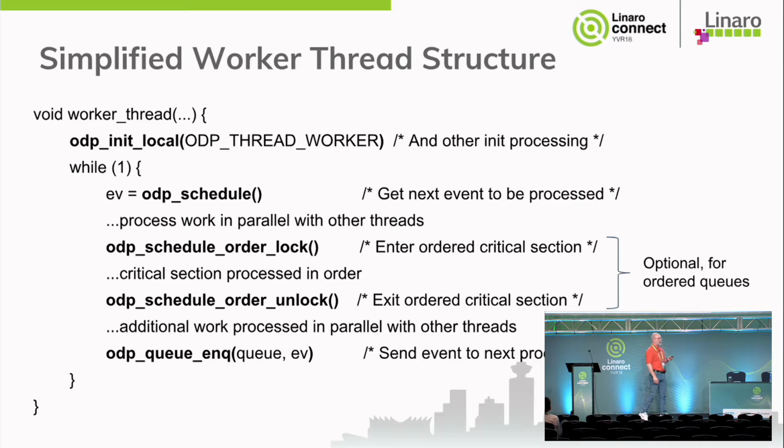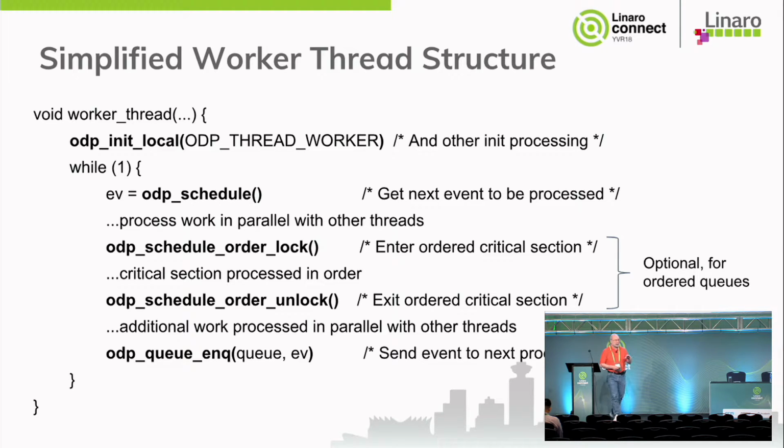So these capabilities working with the structure result in this sort of simplified worker thread structure. I'll do some initialization processing for each thread, and then it basically enters a while loop where it simply asks the scheduler for work, does whatever it needs to do, and then enqueues it to a destination queue to be processed by the next event in the pipeline.